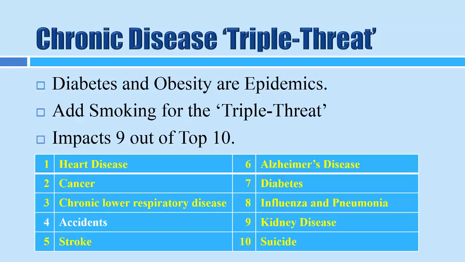Three big lifestyle issues make up what we call the chronic disease triple threat. Diabetes and obesity are epidemics. When you add smoking, it is what we call the triple threat. As we see it, these three are the gateway. Nine of the top 10 chronic diseases are influenced by poor diet, inactivity, and smoking in some way.